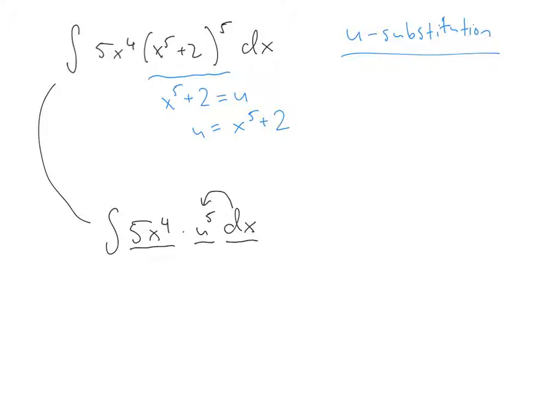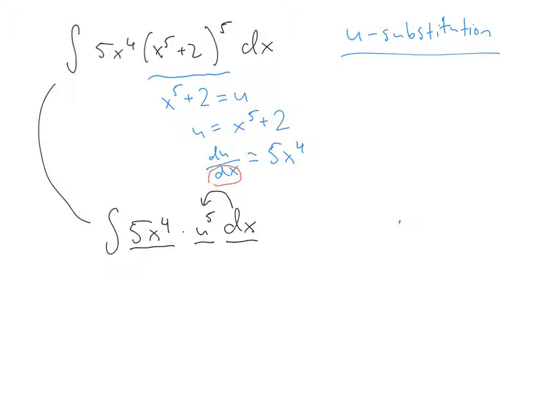And we know that if you take the derivative of u with respect to x, that's du dx, and the derivative of x to the fifth plus 2 with respect to x is 5x to the fourth. So if you take the derivative of both sides, then you have du dx equals 5x to the fourth. So what you can do now is, if you notice here, we actually have what dx is equal to relative to du and 5x to the fourth.